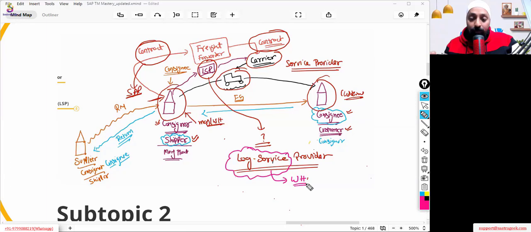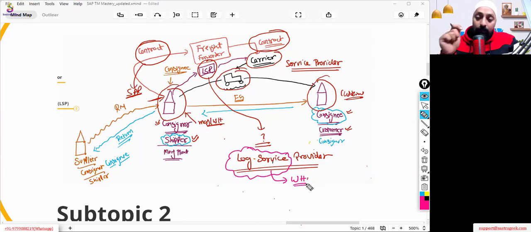They have their third-party warehouse. Rather than setting up your own warehouse, you can use their warehouse to store your product, and they would be managing your product and also handling the transportation. So a logistics service provider is a bigger company who can own warehouses, where not only transportation, but storing material also you can take from them.